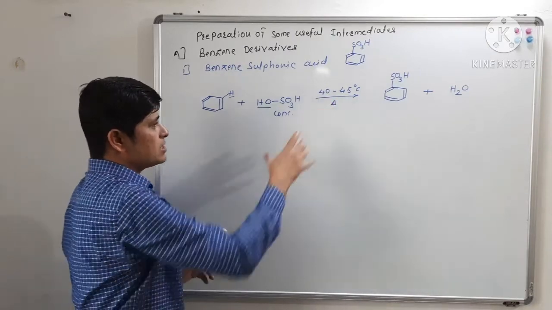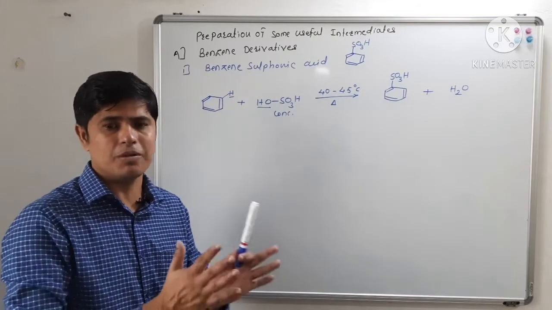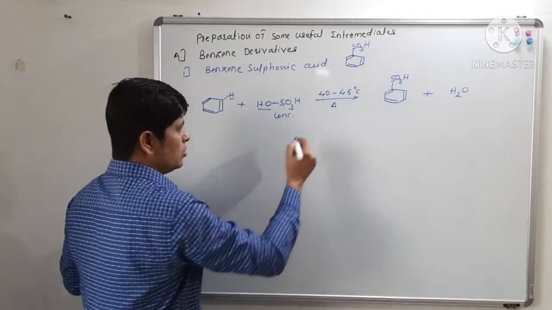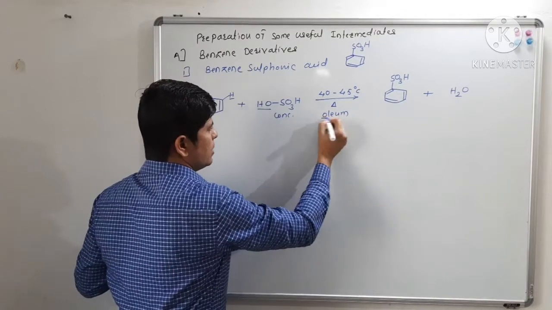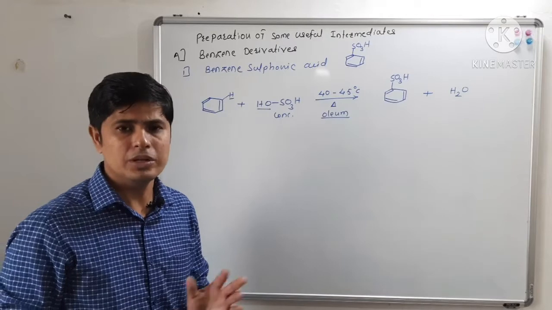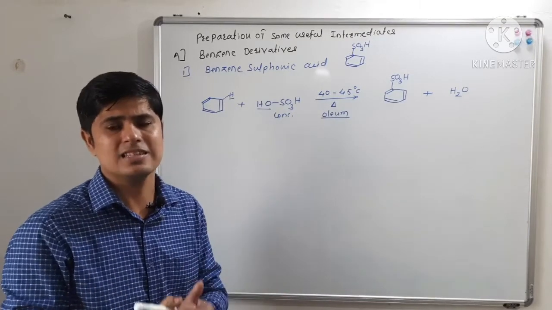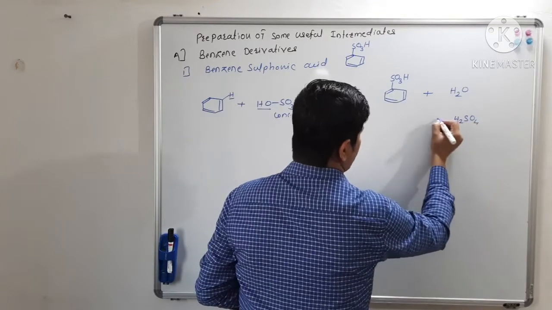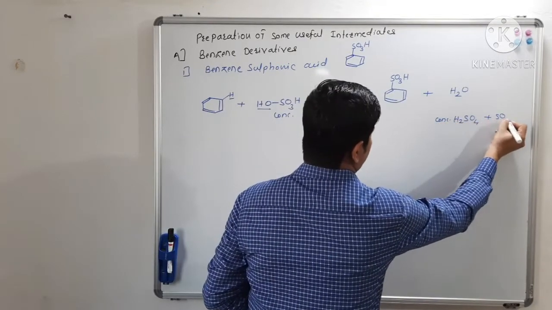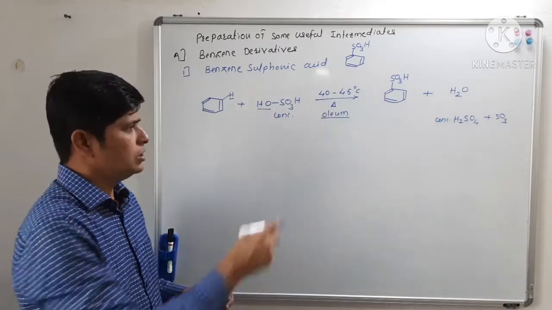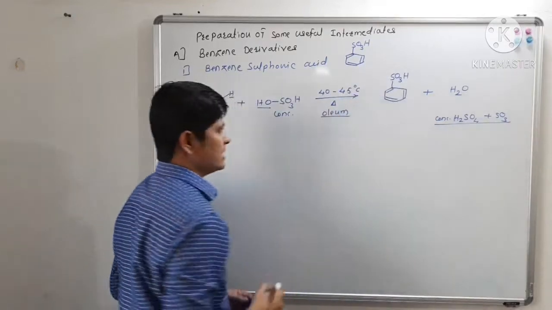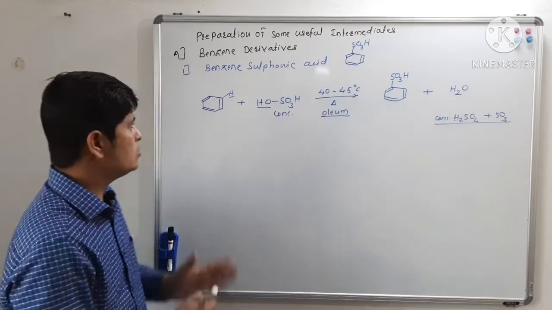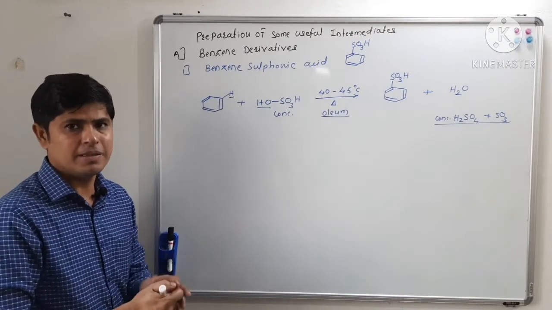Now see, this reaction is a reversible reaction. Preparation of benzene sulfonic acid from benzene is a reversible reaction. Hence we have to add oleum also in this reaction. What is oleum? Oleum is a mixture of concentrated sulfuric acid and sulfur trioxide gas. When we add this oleum, the equilibrium of this reaction will get shifted towards the right hand side. So this is how to prepare benzene sulfonic acid.